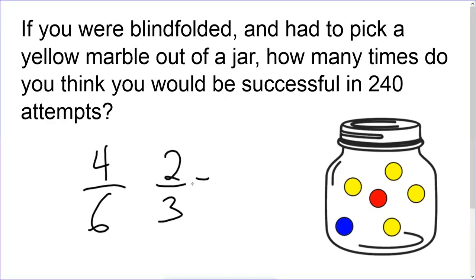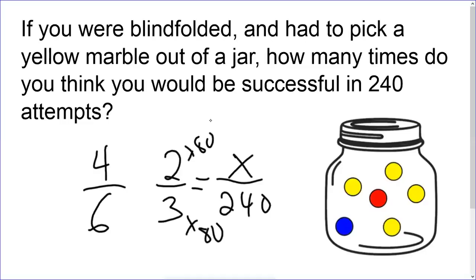If we did that 240 times, and I'm using a proportion here, how many times do you think that would occur? Well, a good prediction would be 160 times, because 2/3 of 240 is 160. So you could expect that to happen 160 times. So that's how you can use probability to help you make predictions.